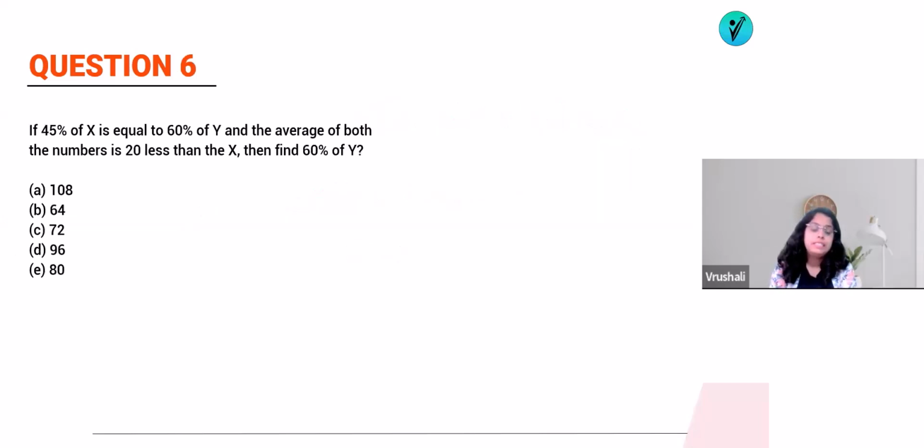Question number 6 is here on the screen. If 45% of X is equal to 60% of Y and the average of both the numbers is 20 less than X, then find out the 60% of Y. Whenever it is a percent, we can directly write 45 by 100 of X is equal to 60 by 100 of Y. So you can see here 100 will get cancelled. 15 3s are, 15 4s are. That means X by Y is equal to 4 by 3.